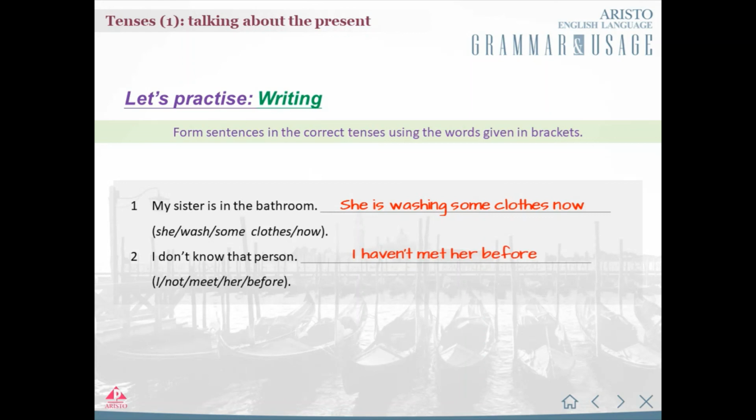The second sentence is, I haven't met her before. The speaker hasn't met the person in the past, so the present result is that they don't know her now. Therefore, the present perfect is used. Do the answers match what you've written?